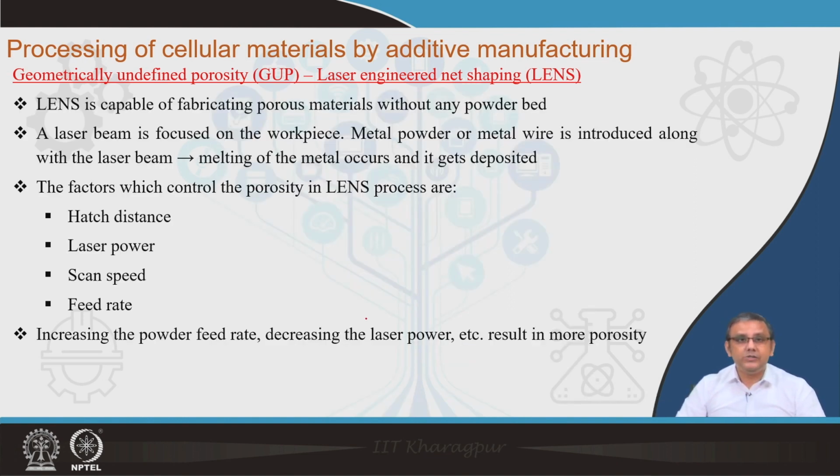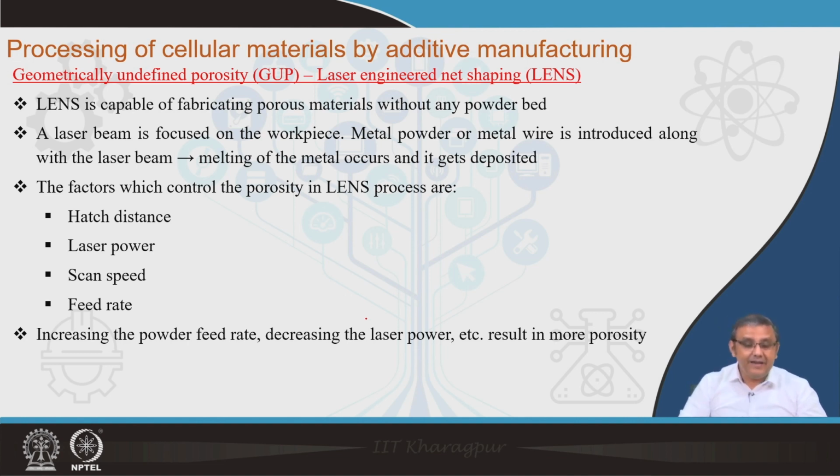Also in this case we have process parameters which control the amount of porosity, and these are again similar: the hatch distance, laser power, scan speed and feed rate. All these control parameters will control the amount of final porosity in the final AM component.